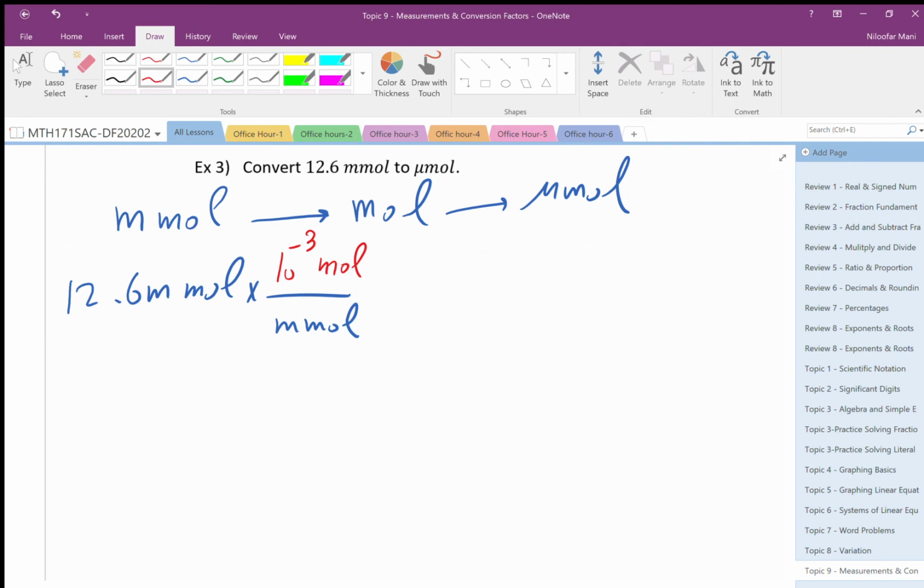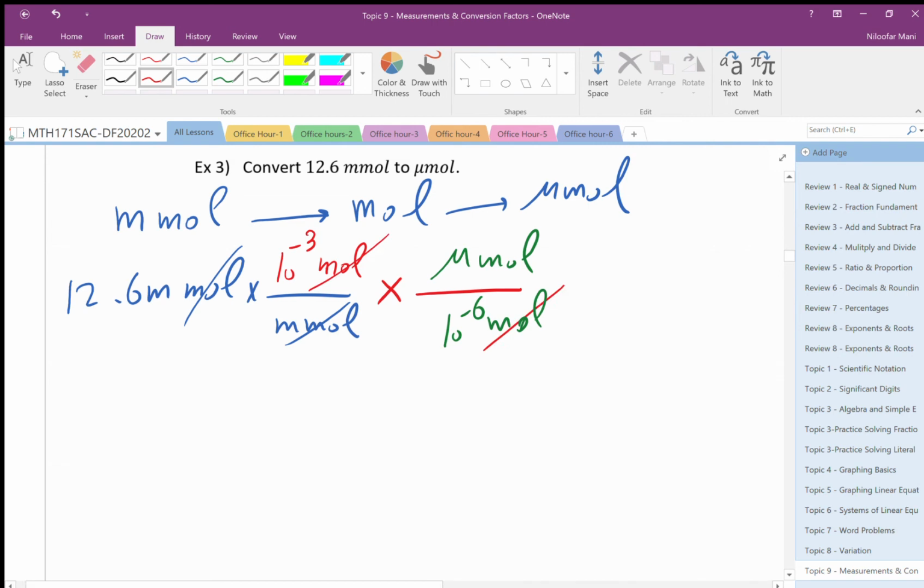Okay. I have millimole and I want to cancel millimole. So millimole goes down, mole goes up. Now I want to cancel mole and I want to bring micromole. So now micromole goes up, and I write mole down. Micromole is 10 power minus 6 mole. Okay. Now I start. This and this cancel. This and this cancel. What is left?